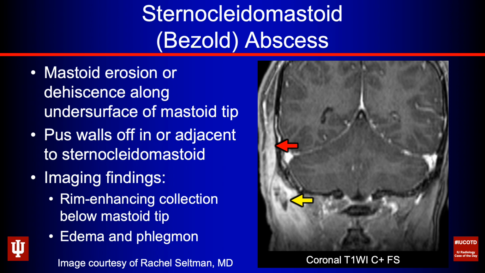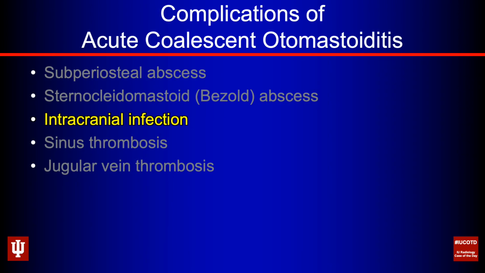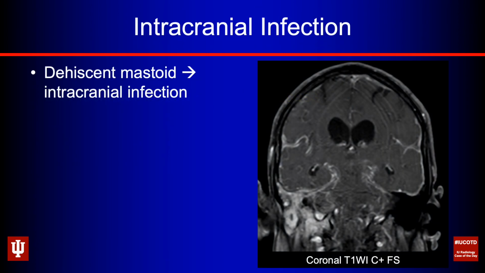So MRI, again, is quite sensitive for defining the extent of the infection, and also offers specificity, seeing things like abscesses a lot better than on CT. Critically, you have to keep in mind that if you can pus out laterally, you can also pus out medially, which means you can spread infection intracranially. So whenever we have that dehiscence of the mastoid, you also have to be looking at the brain.